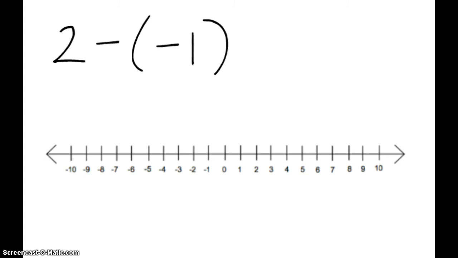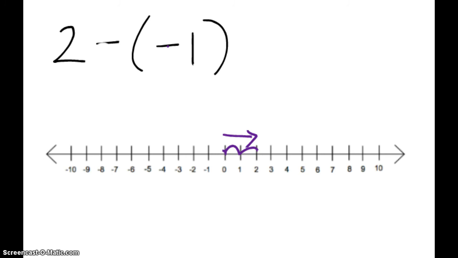Make sure you're writing these down. 2 minus negative 1. All right, this one's a little different. So we start at 0. We move which way? Well, this is a positive 2, so we move 1, 2 places to the right. So we move 2 places. We are subtracting a negative 1. Well, if I was just subtracting, like you learned in elementary school, I would go to the left. But I'm not just regular subtracting. I am actually subtracting a negative.